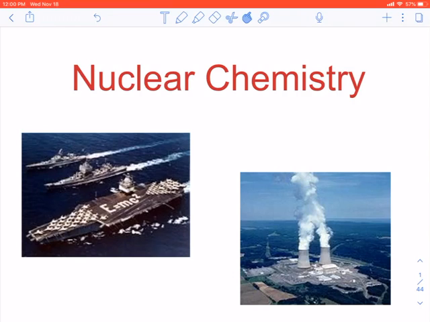Now, some of the biggest areas where the average person sees nuclear chemistry are in our military vehicles, like aircraft carriers and nuclear subs, and in power plants. We actually have two or three, I can't quite remember off the top of my head, nuclear power plants in Ohio. One is down by Cincinnati and the other is up by Lake Erie.